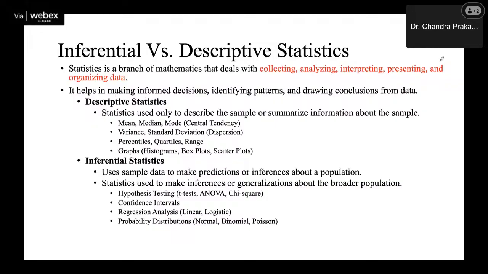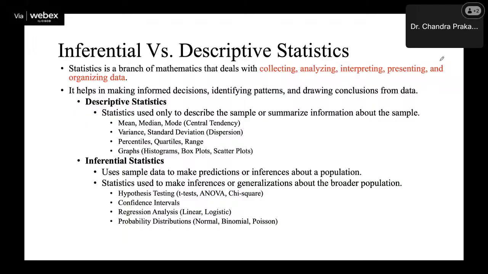So in case of the statistical based approaches, right, basically deal with the collecting, analyzing, interpreting, presenting, and organizing of the data. It helps in making informed decisions, identifying patterns and drawing conclusions from the data. So there are two types, right? One is descriptive statistics and another is the inferential.